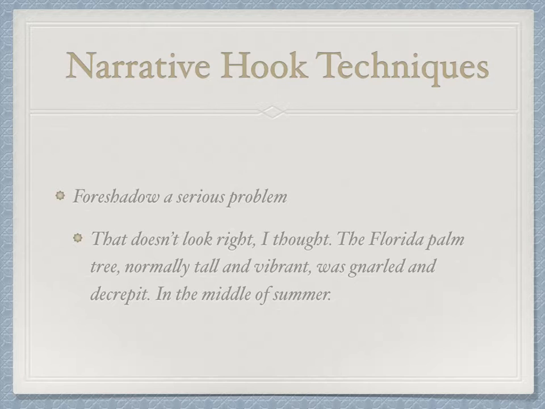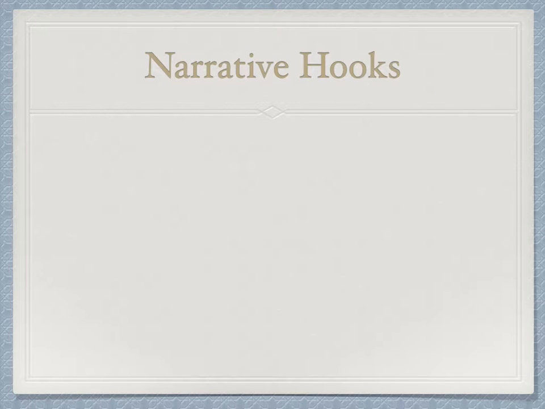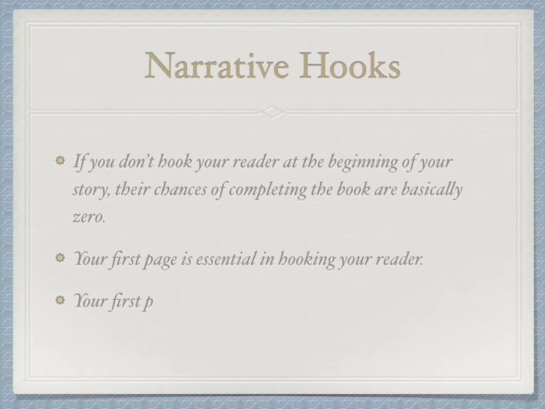That doesn't look right, I thought. The Florida palm tree, normally tall and vibrant, was gnarled and decrepit in the middle of summer. Now, if any of you have ever been to Florida in the middle of summer and you've seen a palm tree, you know they're very, very tall, and they are very vibrant. The palms are normally facing the sun and draped over the top of the tree. So to see a palm tree that's gnarled, it's very uncommon, and anybody who's ever seen a palm tree would picture that in their mind and go, well, that's certainly not right, so what's happening? And that's foreshadowing a bigger problem that's going to be solved later on.